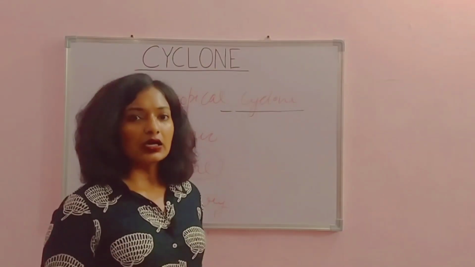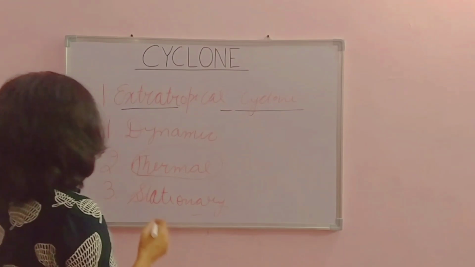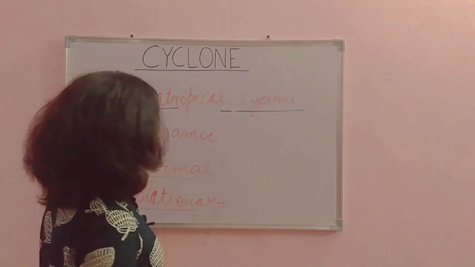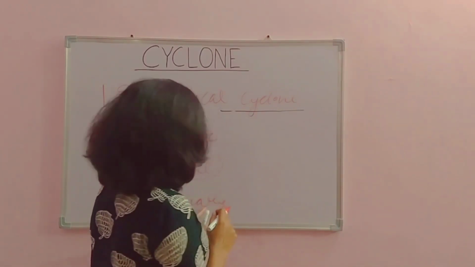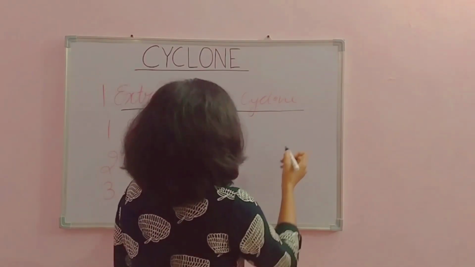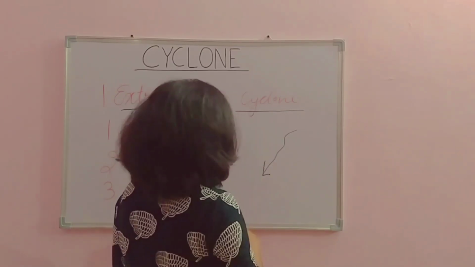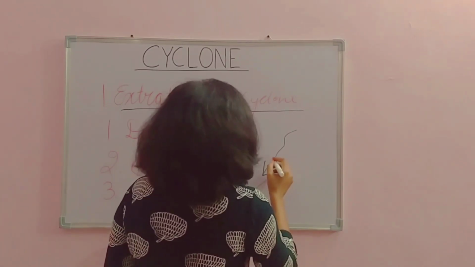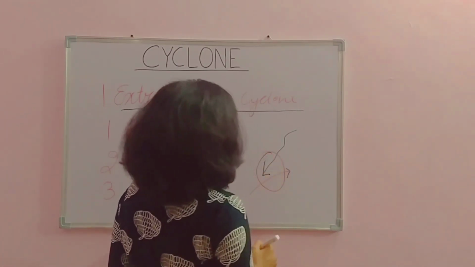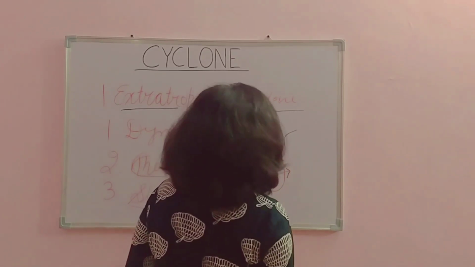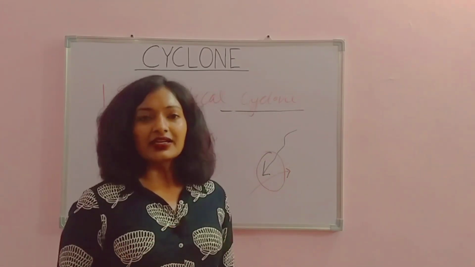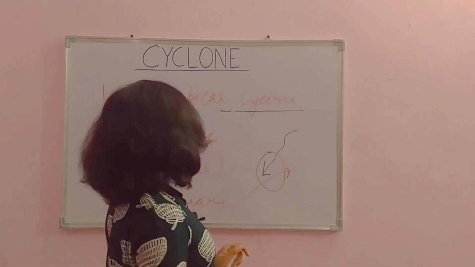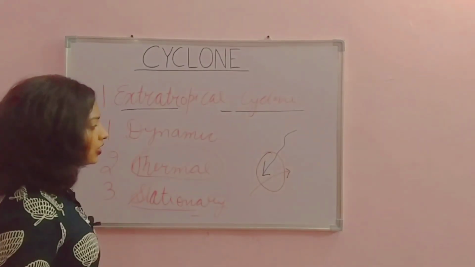The last one, we will understand what is stationary. The name says that stationary means it is stopped in some region. So what is happening under this situation, the cold wind which is moving in some region overtakes the warm and moist wind, and an occluded front is created over here. Stationary type of cyclones are very weak and short-lived as compared to the dynamic and thermal cyclones.